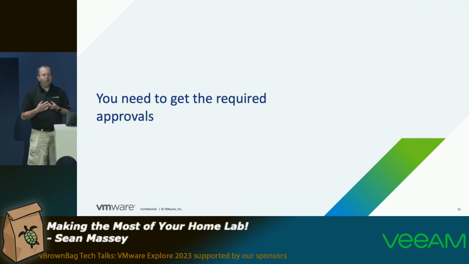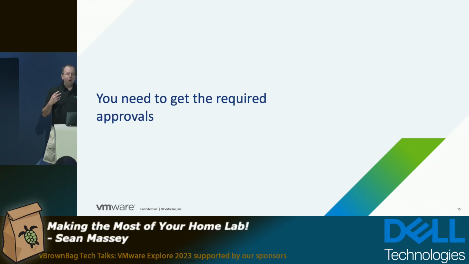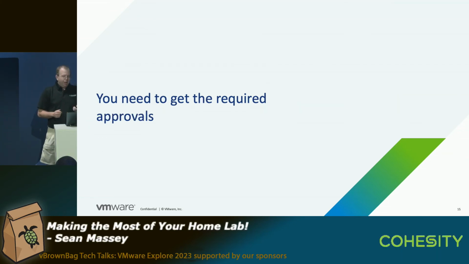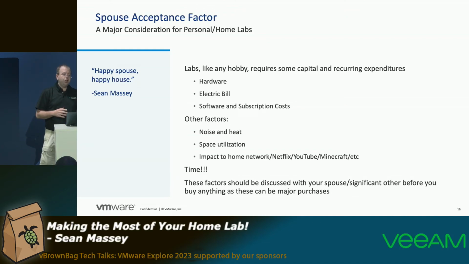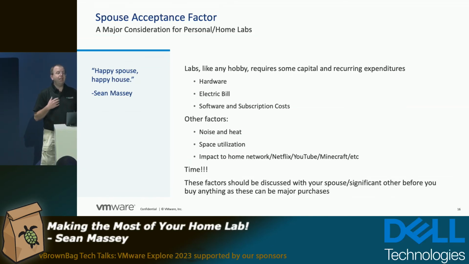And finally, you need to get the required approvals. Now, in our enterprises and work environments, that's usually IT managers, change advisory boards, budgeting processes, etc. You still need to get these kinds of things done at home. And we have the spouse acceptance factor, right? All those expenses that we have to put in, whether it's financial or time-related or space-related, are things that we need to sign off on. Because they do impact our family. These are things that need to be discussed.